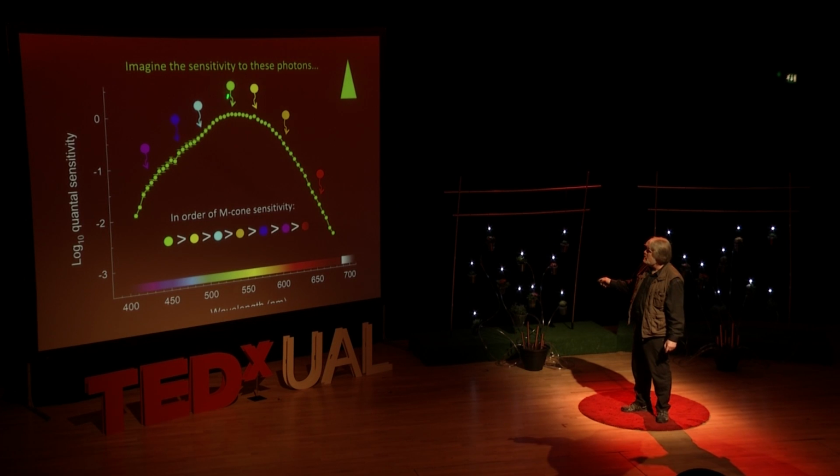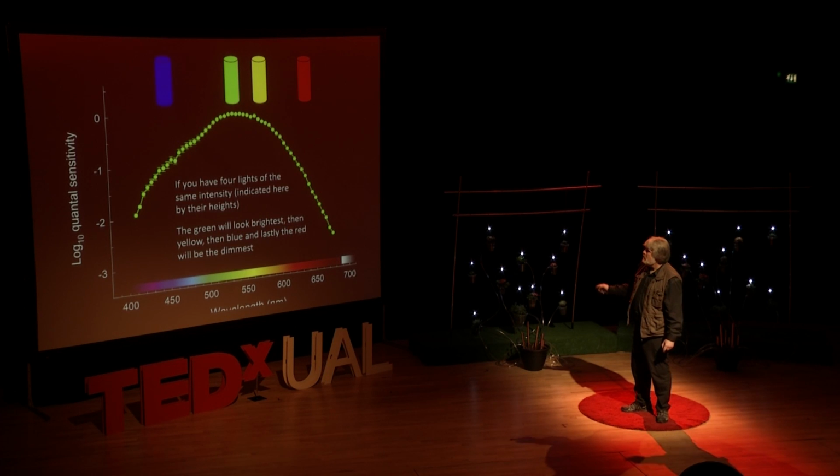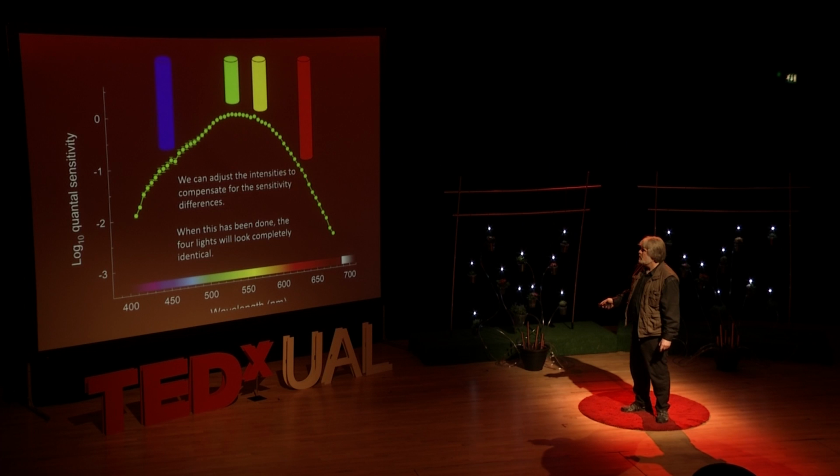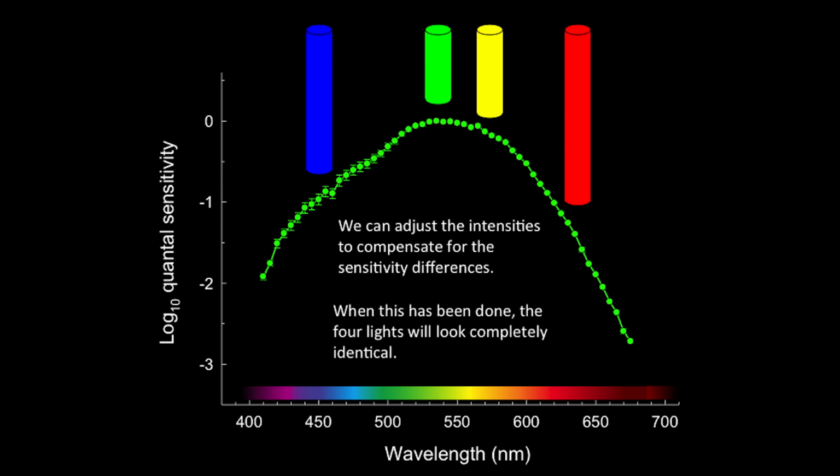So if you imagine the sensitivity of these photons, in order of sensitivity, you're most sensitive to the green and least sensitive to the red. Now if you have three lights of equal intensity shown by the height, and they only differ in intensity, they have no colour differences. If you increase the intensity of each to compensate for the sensitivity loss, so you make this one brighter, then these four lights look identical.